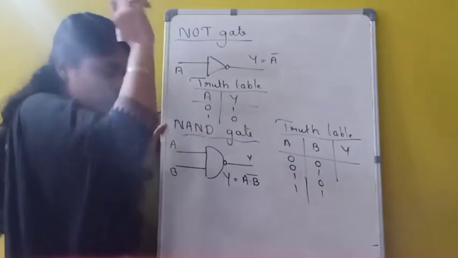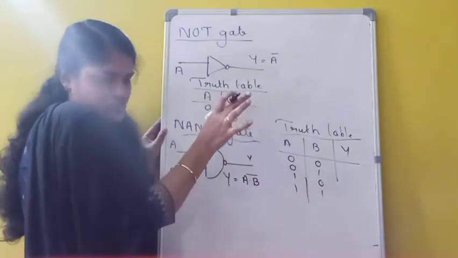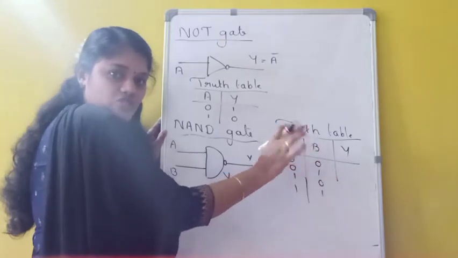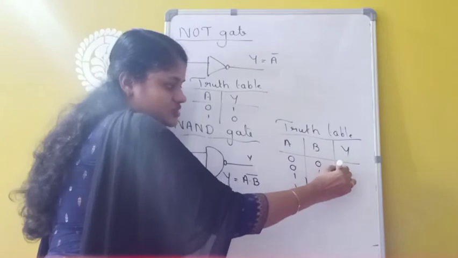So first of all you have to study the truth table for the AND gate. If you are studying the AND gate, that is enough for us. Because 0, 0 in the case of the AND gate, what is the output? 0. So take the complement of that answer. What is the complement of 0? 1. That means here the answer will be 1.